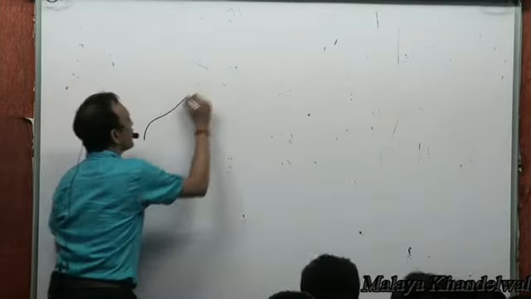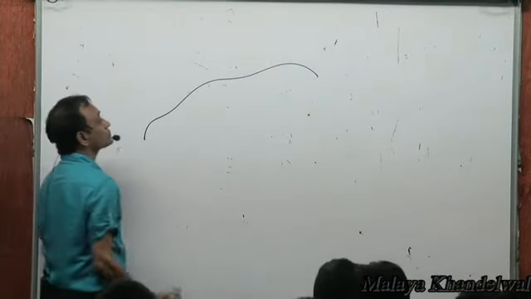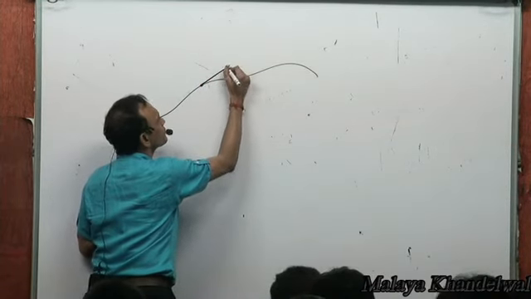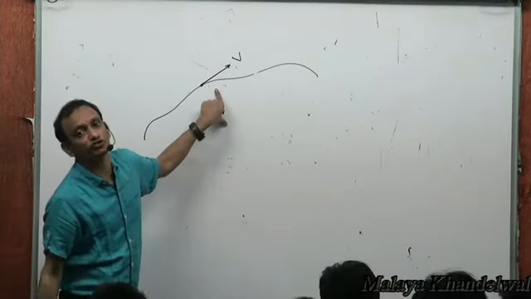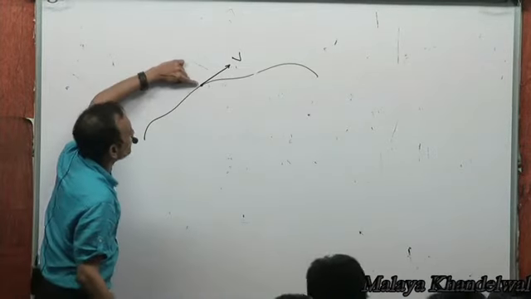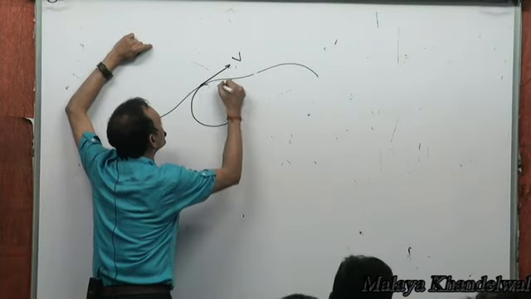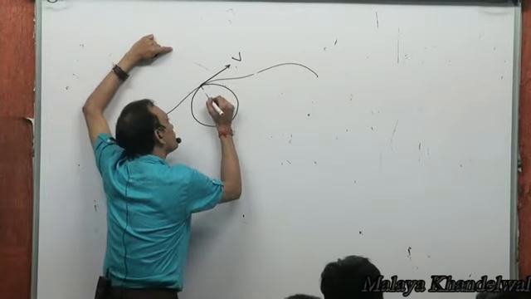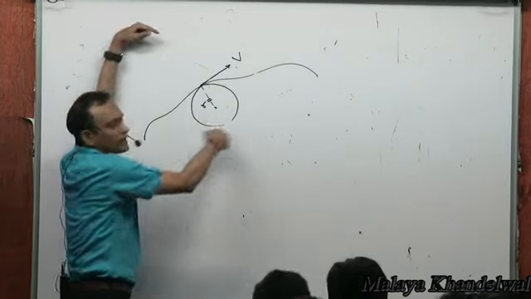See, if this is a trajectory, any trajectory for a particle, then the velocity at any point would be along the tangent to the trajectory. Now, at every point, this trajectory could be looked upon as a circle, and the circle will have a certain radius. So when the particle is here, I can imagine that this is the instantaneous circle which it is negotiating, and this circle has a radius r at this point. With every point of this trajectory, I could associate a circle.